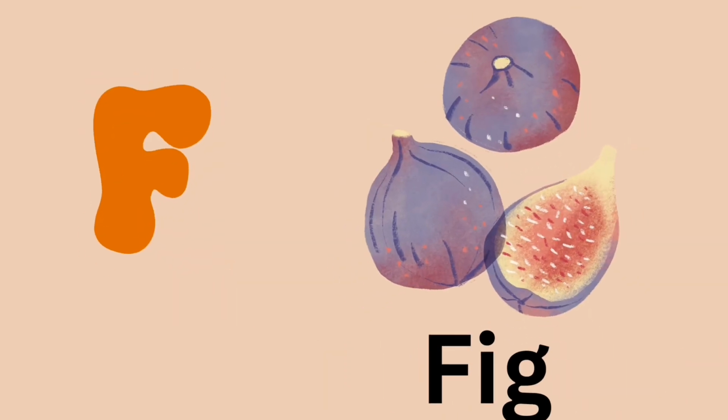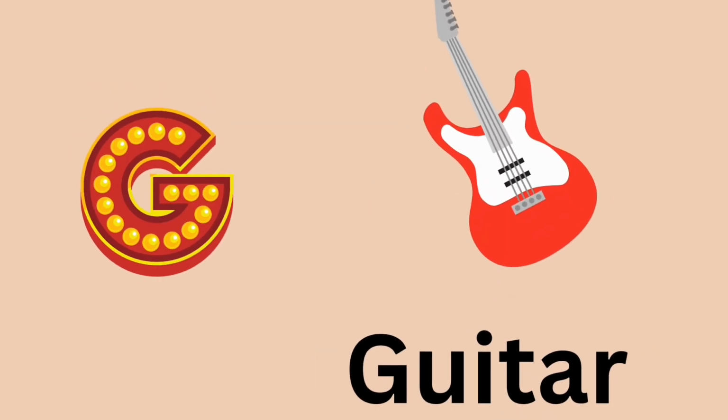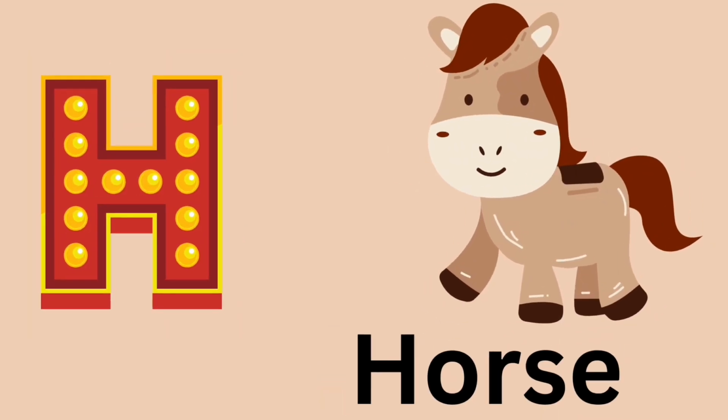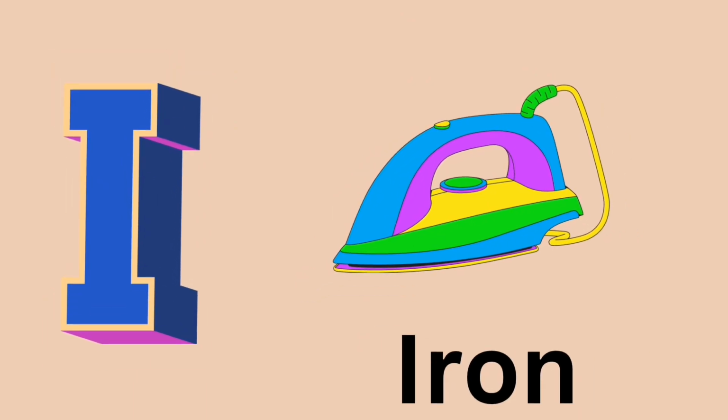F for fig, F for fig. G for guitar, G for guitar. H for horse, H for horse. I for iron, I for iron.